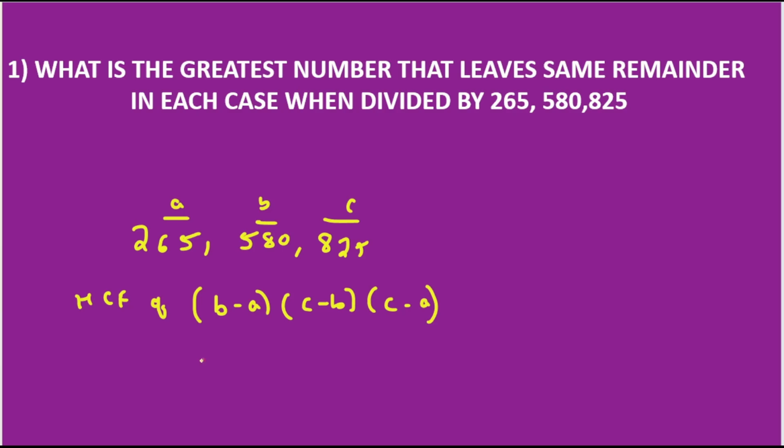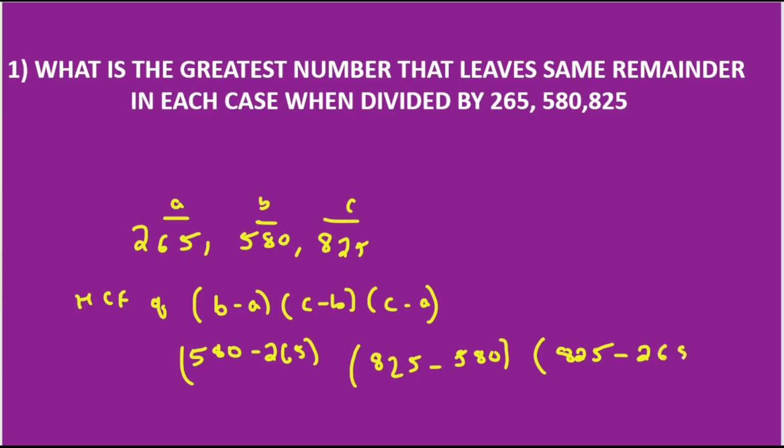Now, 580 minus 265, 825 minus 580, 825 minus 265. Now we get 580 minus 265 is equal to 315. 825 minus 580 is equal to 245. 825 minus 265 is equal to 560.